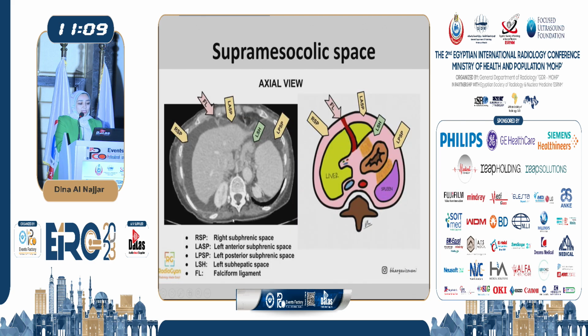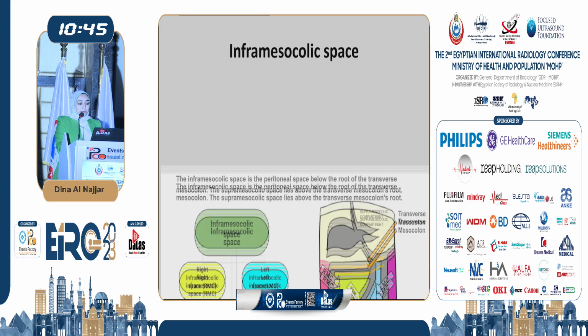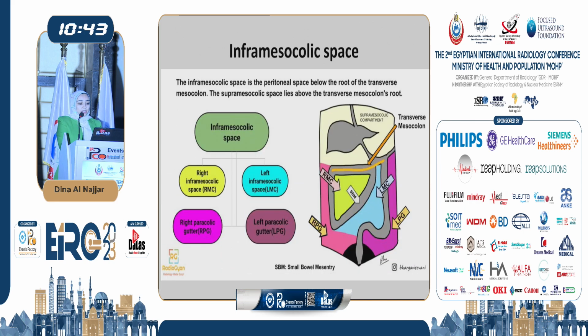The supramesocolic space. We have first the right subphrenic space, while the left subphrenic space has 2 parts. This is the anterior and this is the posterior. The left subhepatic space is at the side of the lesser sac. We have the right subhepatic space, one of them is anterior, and this is the posterior right subhepatic space. The inframesocolic space is divided into right mesocolic space, left mesocolic space, and this is right paracolic and left paracolic gutter.